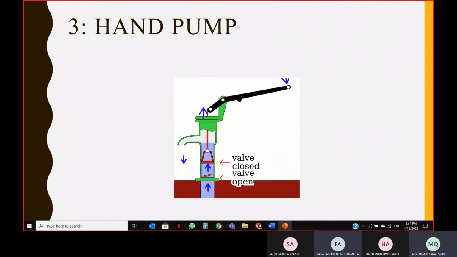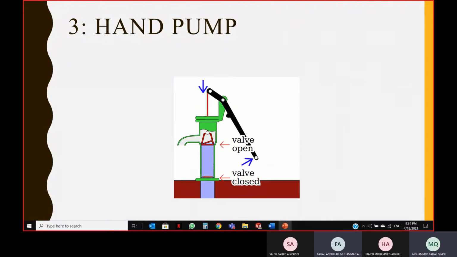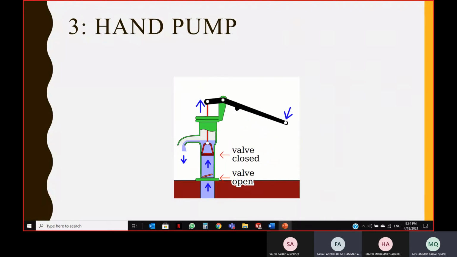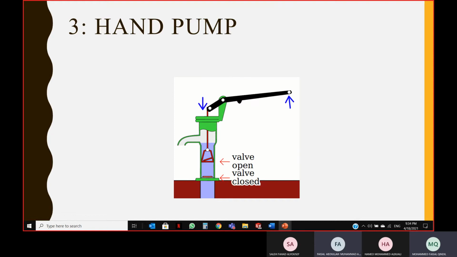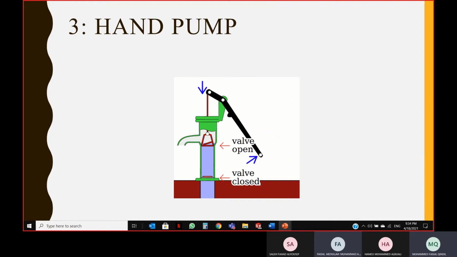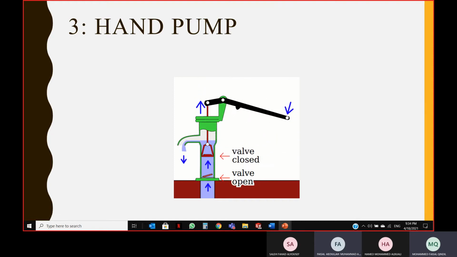The third one is the hand pump. In the case of manual pumps, the slider is mounted in the slider circulation system. And you can see how it works in the figure. Now I will leave you with my colleague Muhammad again. Thank you.